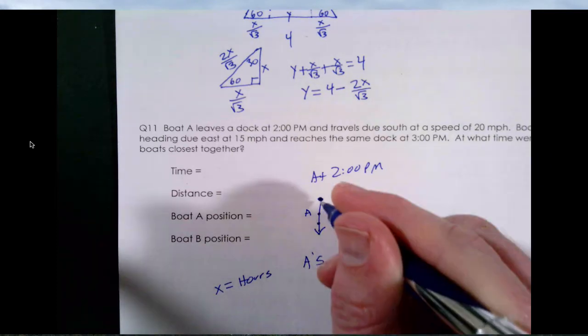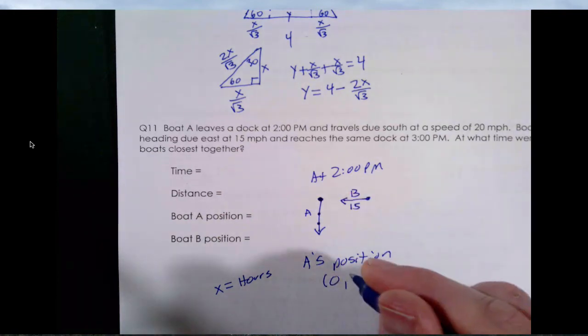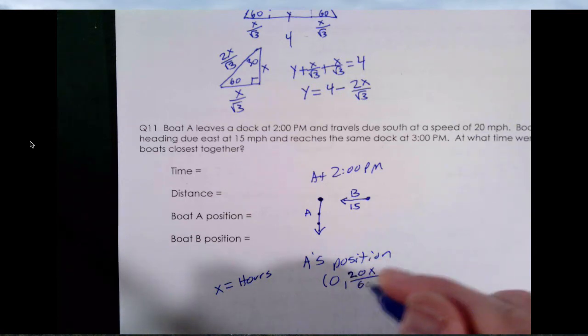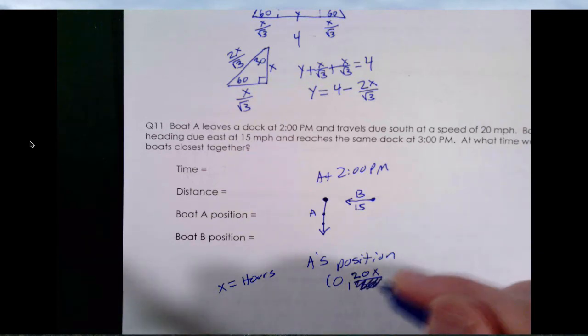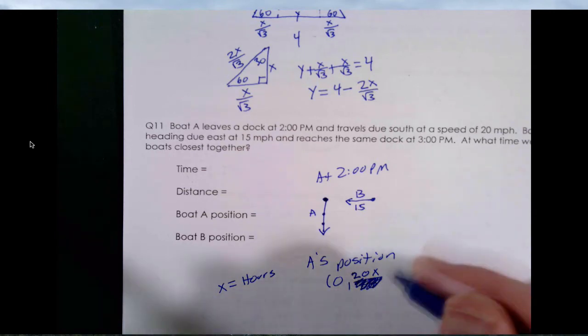has an x value of 0 and a y value of 20x. I was going to divide by 60, but sorry, get rid of that. Thinking it through, if I have 1 hour at 20 miles per hour, multiplying gives me 20 miles. That's what I want. I do not have to divide by 60.